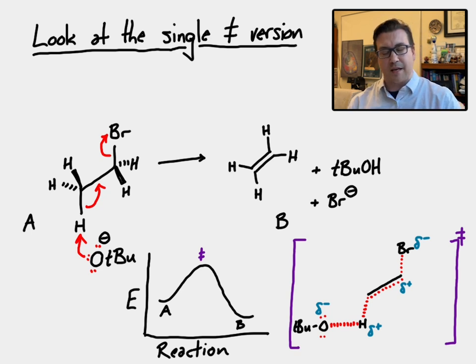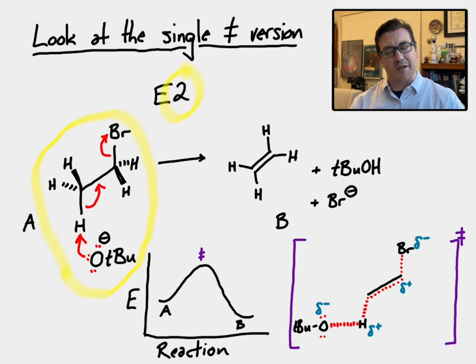So let's now look at what we call this. We call it an elimination reaction, an E reaction, and 2, because there are two molecules that are involved in this rate determining step.